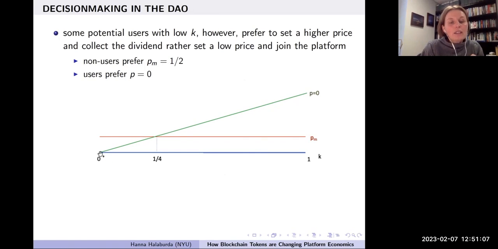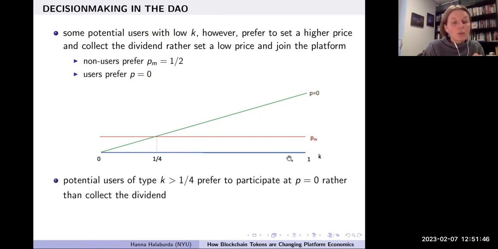So the green line is showing us the utility of a different type of user when the DAO sets the price to 0, and therefore everybody joins. The other line is the utility coming from the dividend when the DAO sets the price to the monopoly price. And we can see that for 1/4 of the users, they will prefer the monopoly price, and for 3/4 of the users, they will prefer the 0 price.